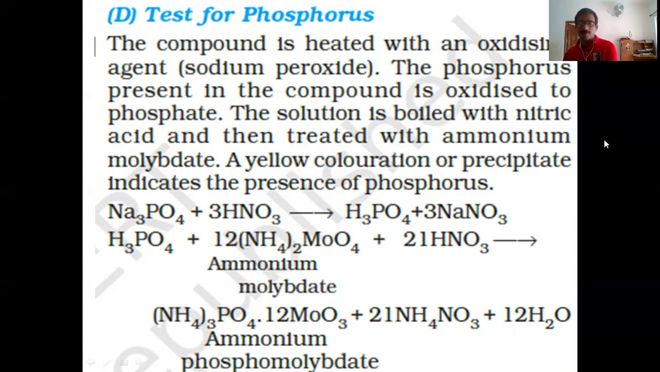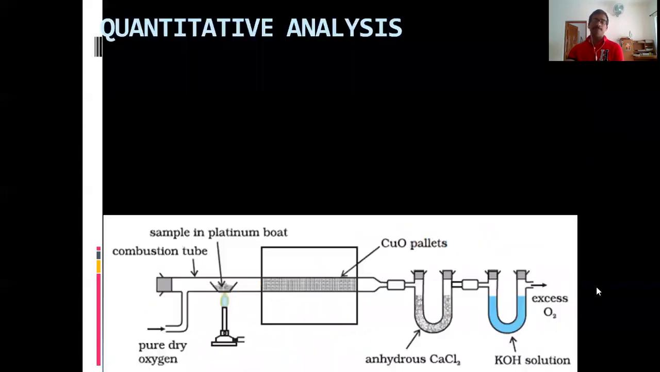And that yellow color is due to the formation of ammonium phosphomolybdate. This is the formula of ammonium phosphomolybdate: (NH4)3PO4·12MoO3.